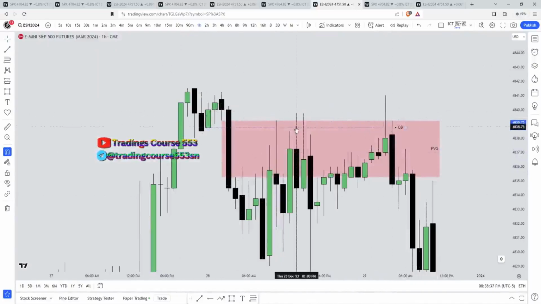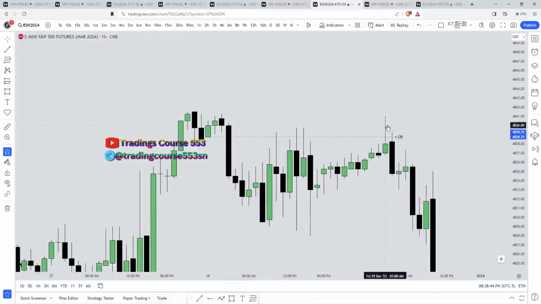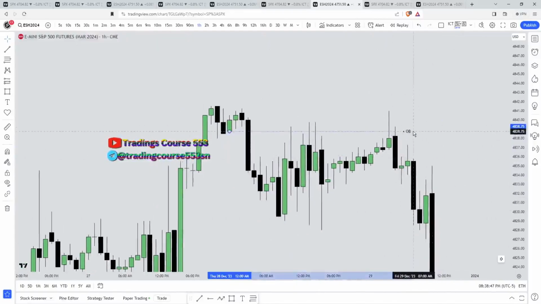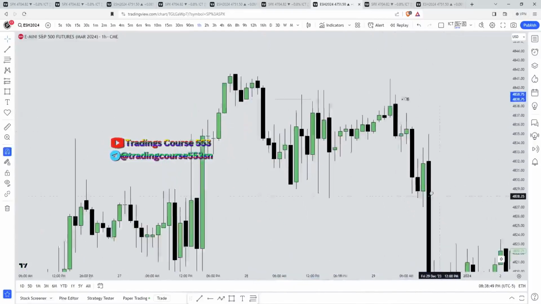When price returns back to the opening price of the consecutive, that's going to be a sensitive point for the algorithm to refer back to and then expand away from if the draw on liquidity is lower. So it taps it and then drops lower.